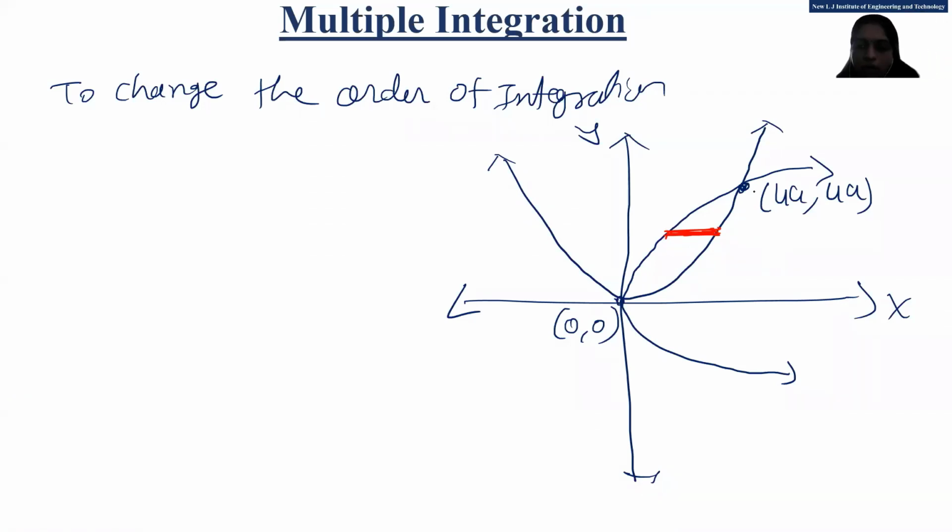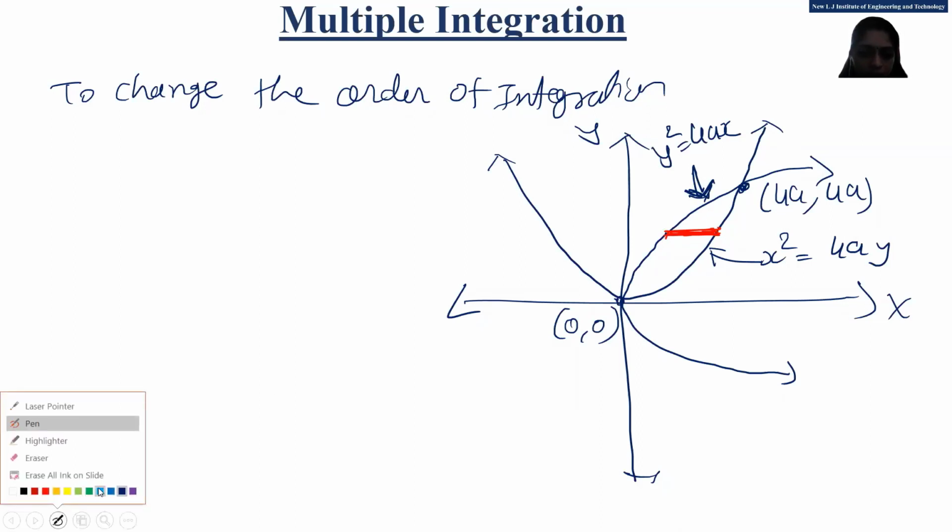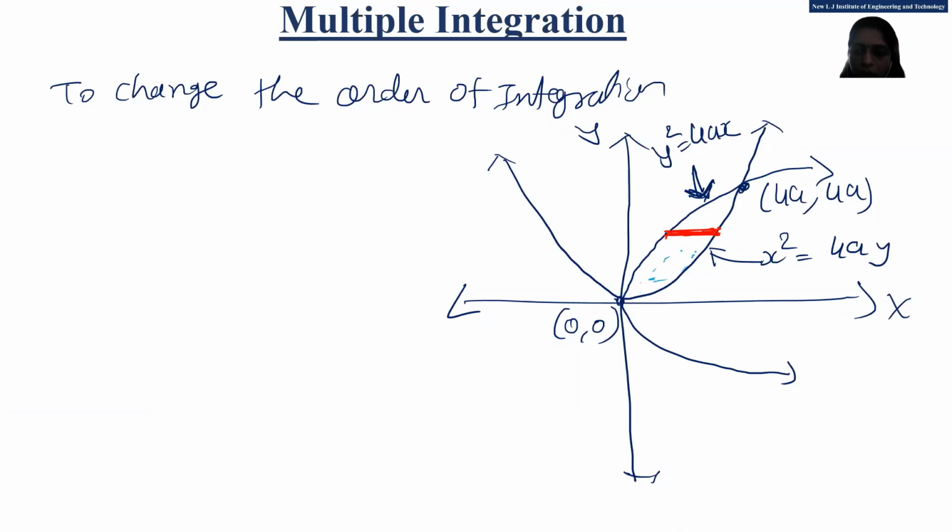This is x square equal to 4ay, and this one is y square equal to 4ax, right? Now it is easy for you. Now tell me, what is my lower limit and what is my upper limit? This is my region of integration. See, this is my lower limit and this is my upper limit. The change of the order of integration. So what is the limit of x?